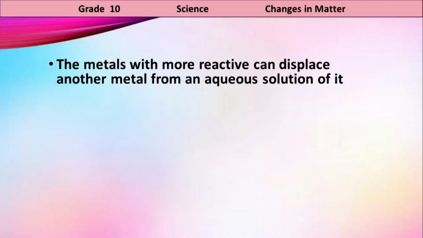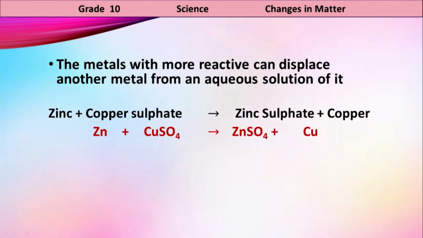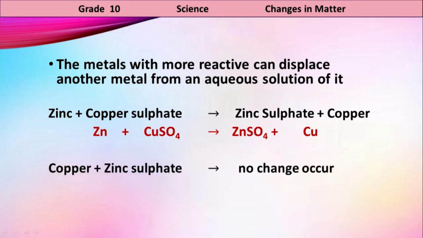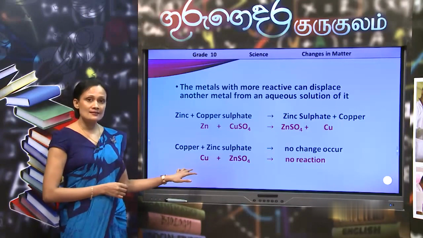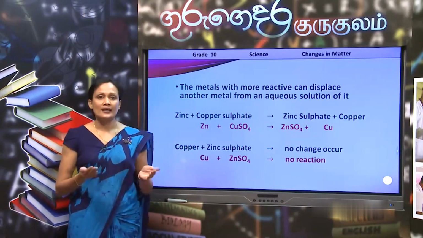A more reactive metal can displace another metal from an aqueous solution of its salt. That's why when we add zinc into copper sulfate, they form zinc sulfate and copper. Here zinc is more reactive than copper. That's why it reacts with copper sulfate. Look at this one. If we add copper into zinc sulfate, no change occurs. The reason is copper is less reactive than zinc. That's why it does not react.